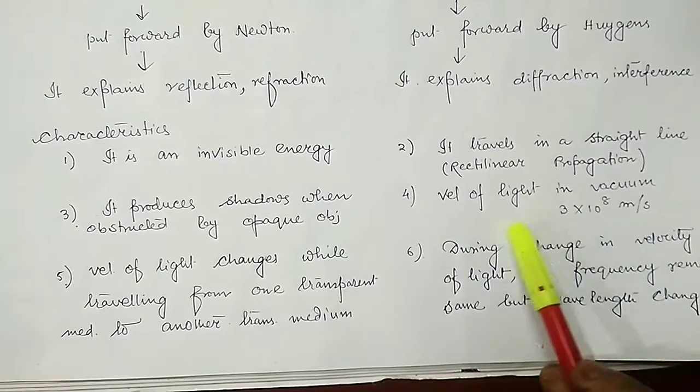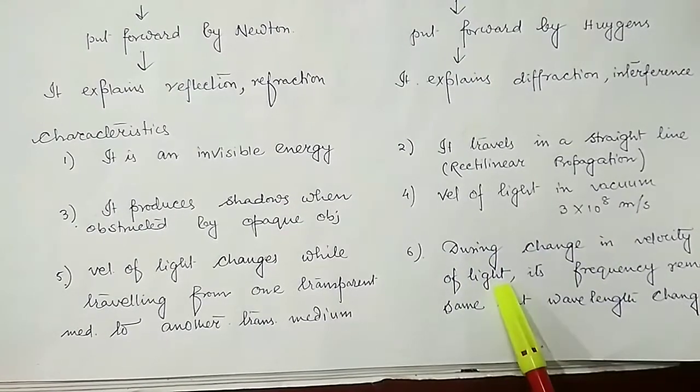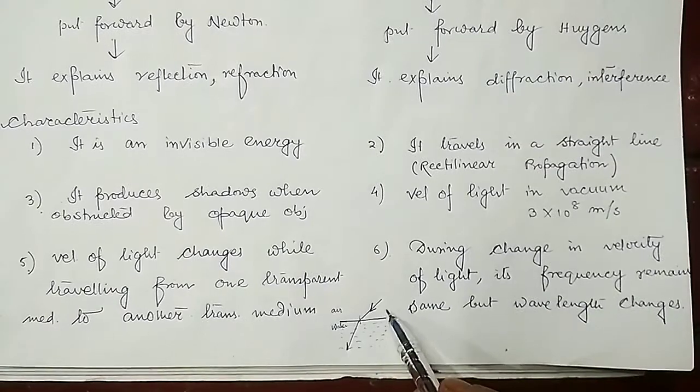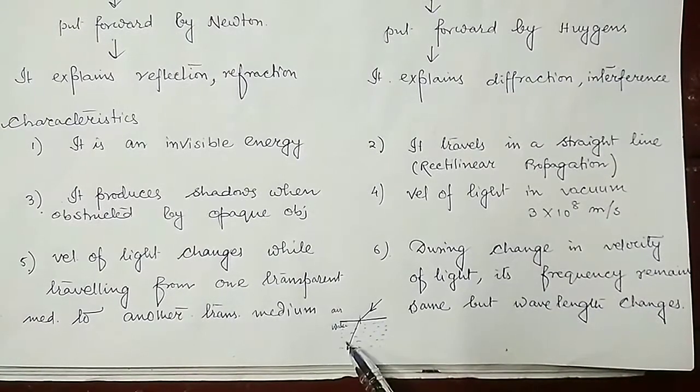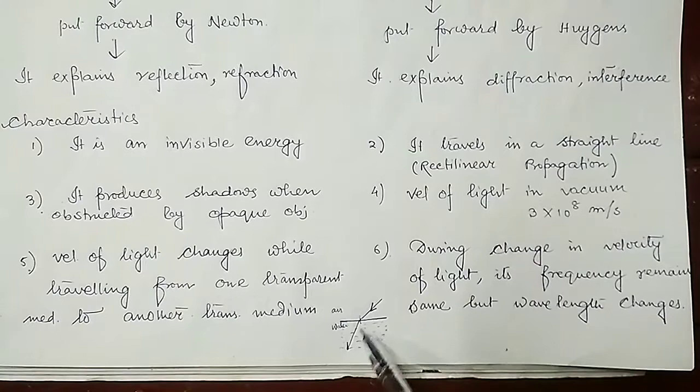It is going to reduce. And the last point, during change in velocity of light, its frequency remains same but wavelength changes. Suppose light is traveling from air to water, and when it moves from air to water, its velocity is going to change. Here it will be more and here the velocity will be less.